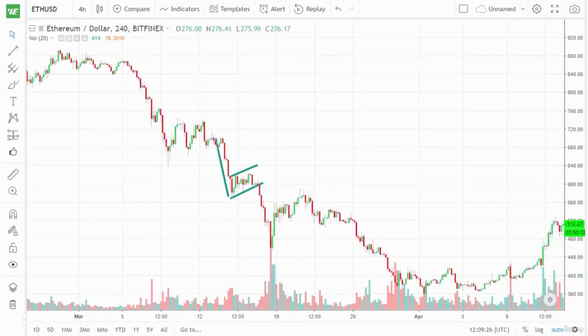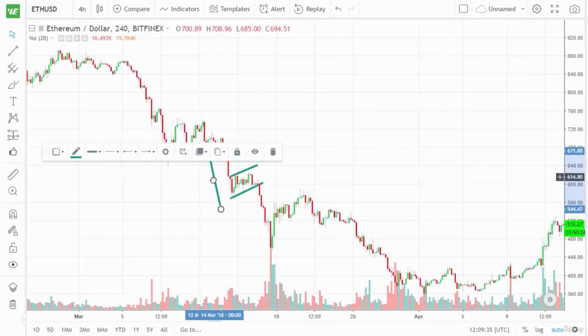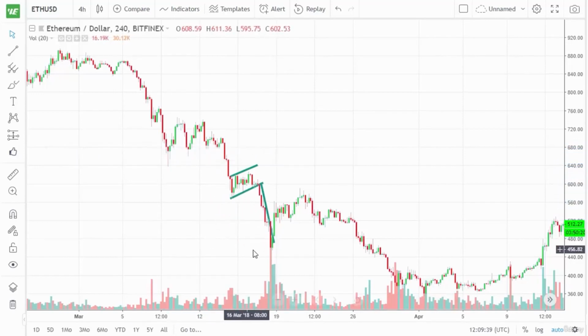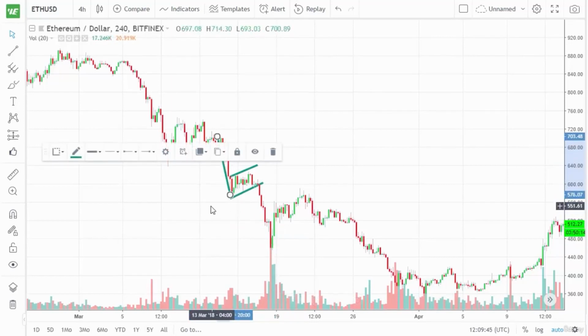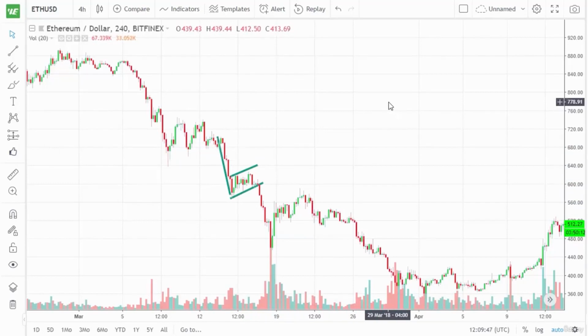Now, the great thing about this pattern is, like I said, it has a measuring stick built into it, and that's the pole. So you can just take this pole and extrapolate it down on the breakout, and you can see that's pretty much exactly where we went before we bounced again. The great thing about this pattern is that so many people pay attention to it. It's a self-fulfilling prophecy, if you will. For a bullish flag, it's just the exact opposite.